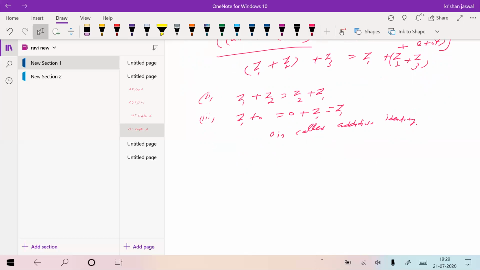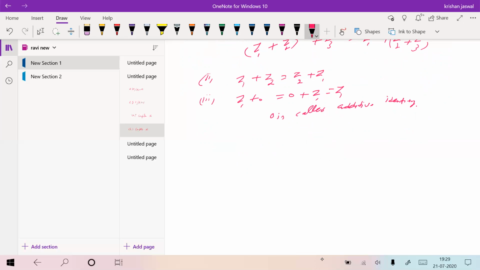And every element of C has an additive inverse. 0 is also called the additive identity, not the multiplicative inverse. Additive identity means if we add 0 to Z1 or Z1 to 0, the result will be the same.